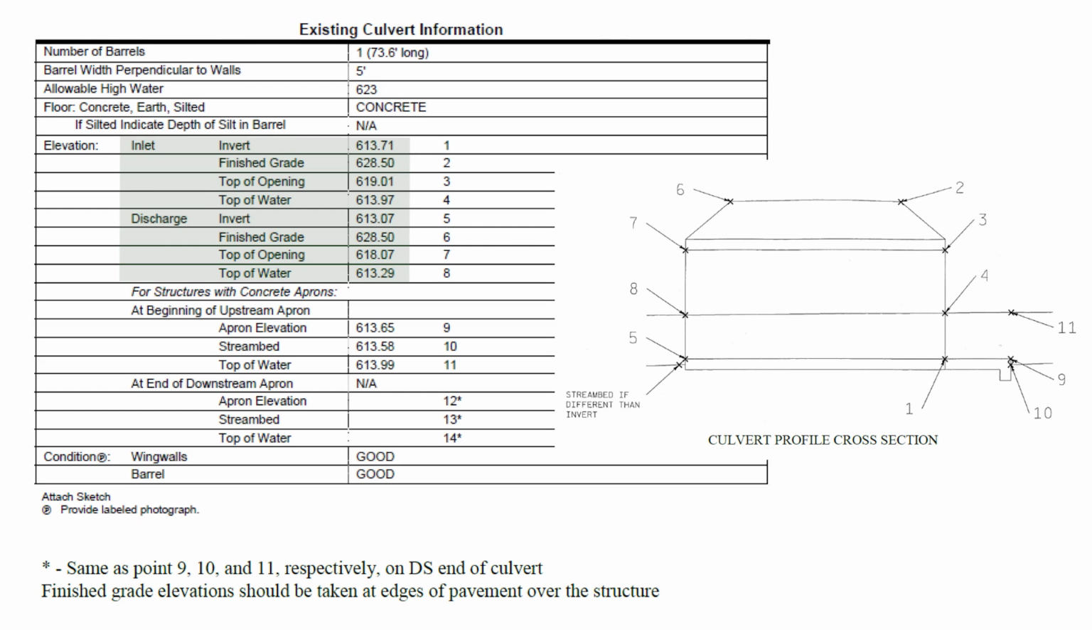Even if existing structure plans are available, field verification of elevations and dimensions is requested. Apron and stream bed elevations are requested at the edge of inlet and outlet aprons and will be used to properly set the invert elevations for the proposed culvert.